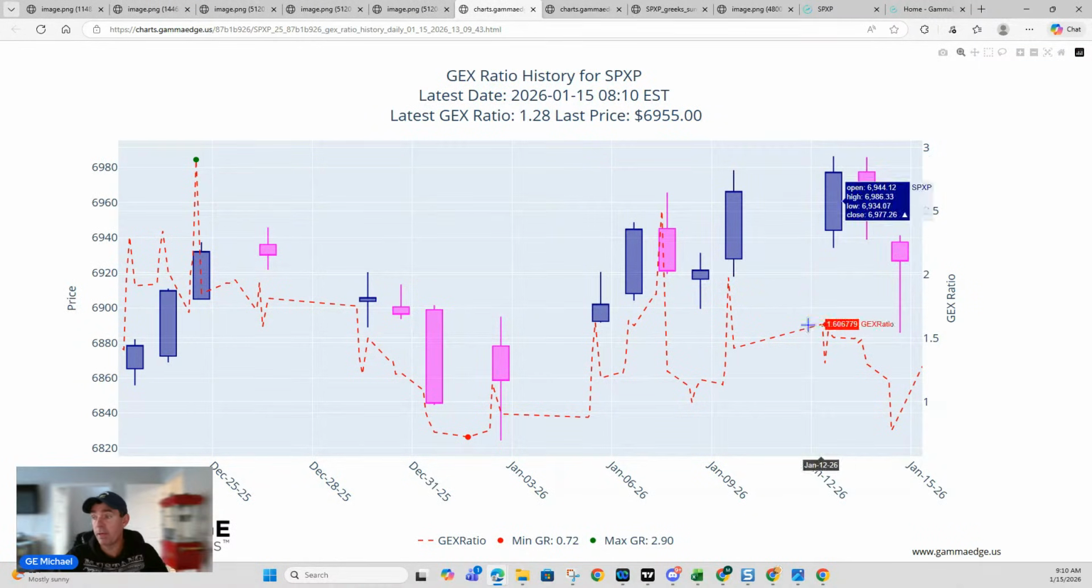But we were talking about that divergence previously that we were seeing. SPX was rising, GEX ratio was flat to declining. So again, that out of the money speculation was dropping. And our thesis was that most likely we're going to see some stalling or pullback in the SPX, which we did. And now we're moving back to the upside.